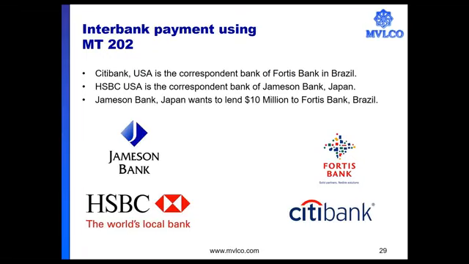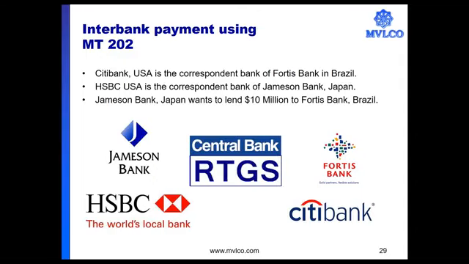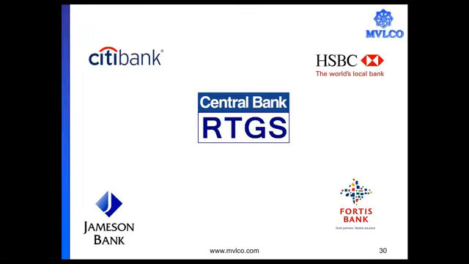Jameson Bank wants to pay an amount of $10 million US dollars to Fortis Bank in Brazil. So this is the summary of our example. We are going to use an MT202 in this case. Since the transaction of payment is in USA, I will use the US RTGS system there, which is the Fedwire RTGS system. Let's understand the process. Now in this example, Jameson and Fortis enter into a transaction with each other.